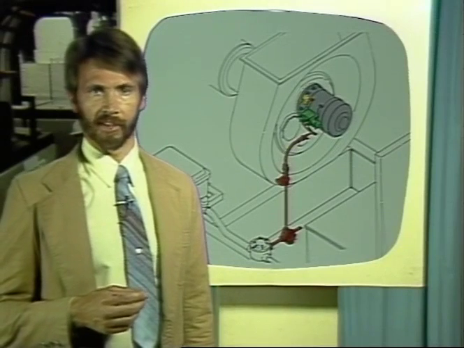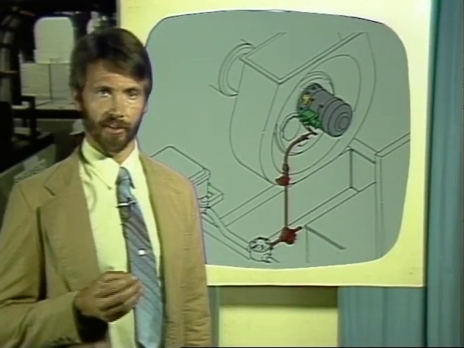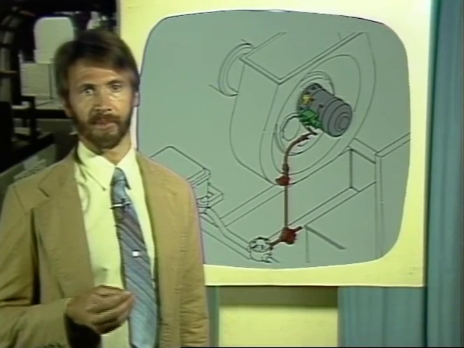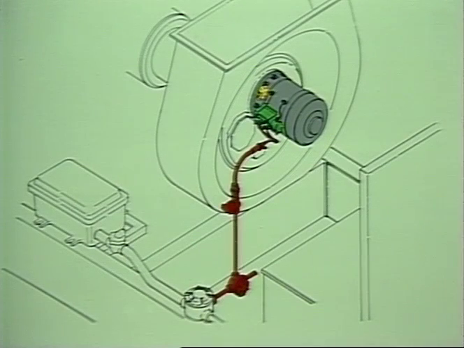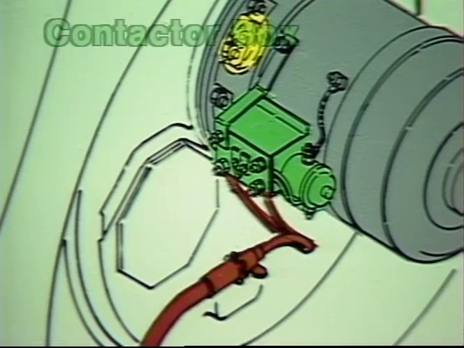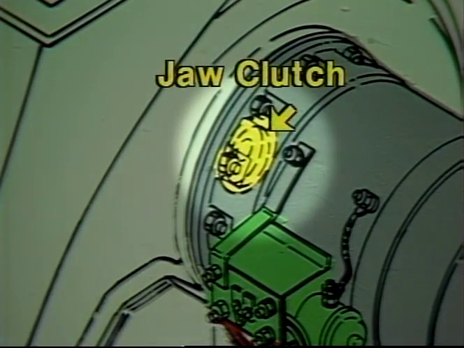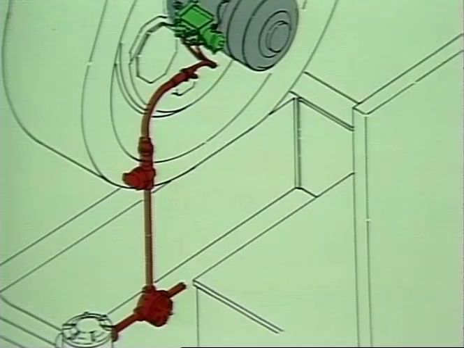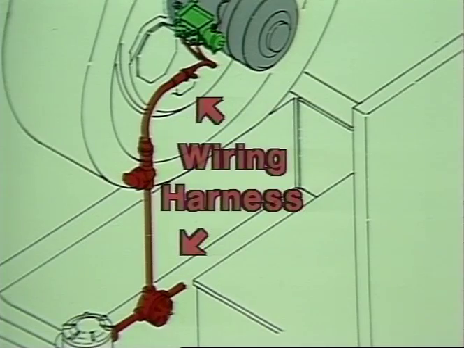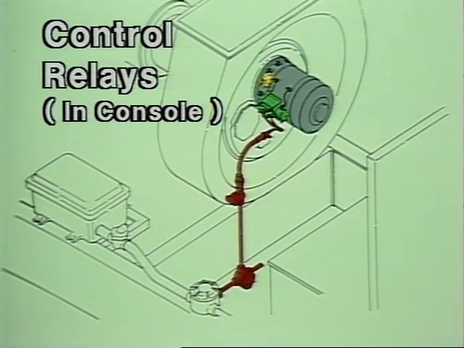The overall purpose of this electrical start system is to provide the initial rotation to assist the turbine engine to get to 60% speed. The components that assist in providing this starting rotation include the 24-volt DC starter motor, a contactor box containing a start contactor and a small electronic control board, the accessory drive jaw clutch, a connecting wiring harness, and a set of control relays located inside the control console.